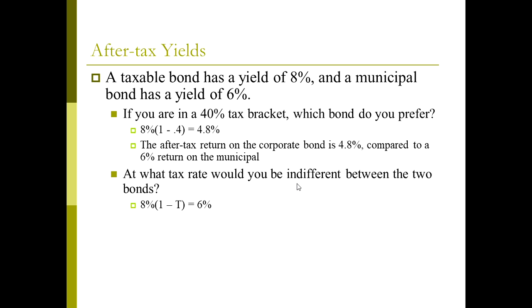So the calculation is very simple. 8% times 1 minus the tax rate equals 6%. Let's back out the tax amount, 25%. So at a 25% tax rate, you will be equally happy with either bond. If your tax rate is below 25%, you prefer the taxable bond. If your tax rate is higher than 25%, you prefer the municipal bond.